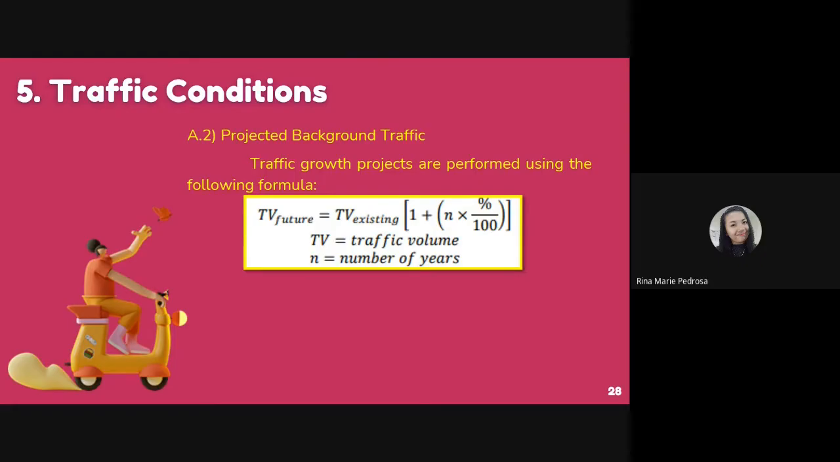So the traffic projections must be prepared for the build year or such other years as may be appropriate due to development staging. The background traffic should be projected to the minimum 20-year horizon, so 20 years. So here in the equation, TV future is equal to TV existing, or your traffic volume, times 1 plus n times the percentage over 100 quantity. So the number of years will be your n.